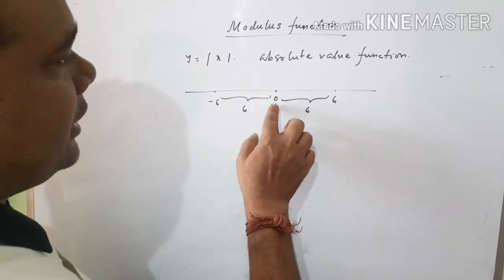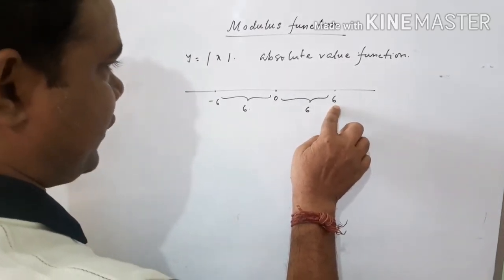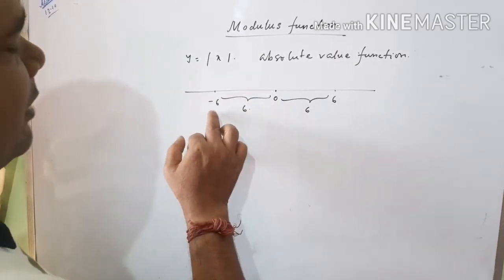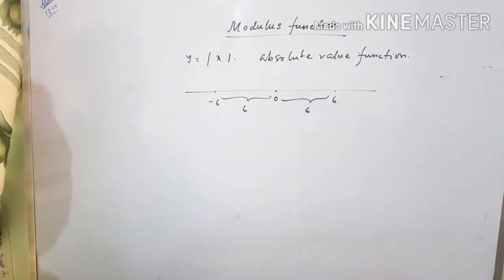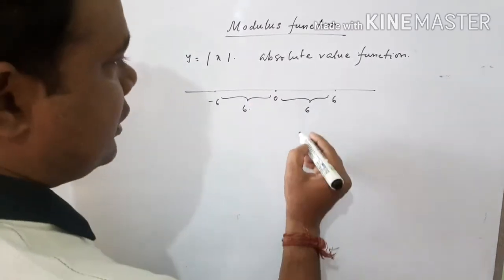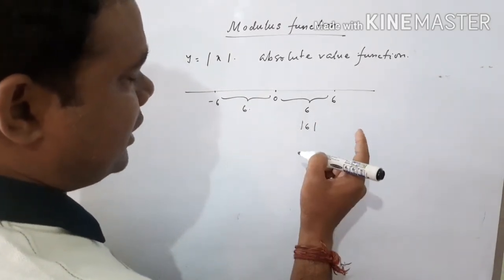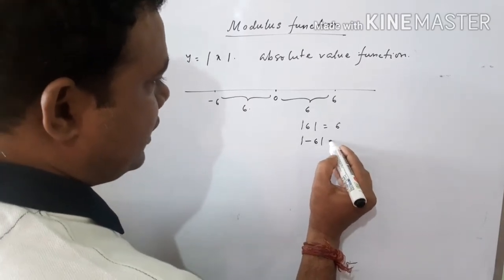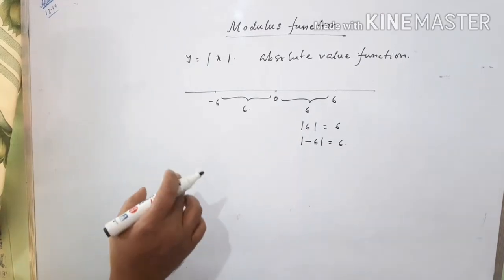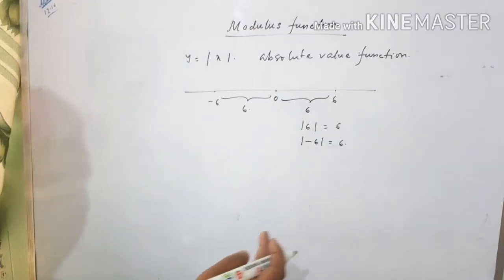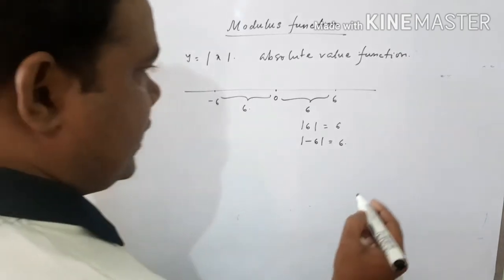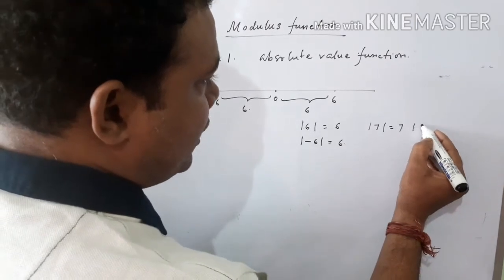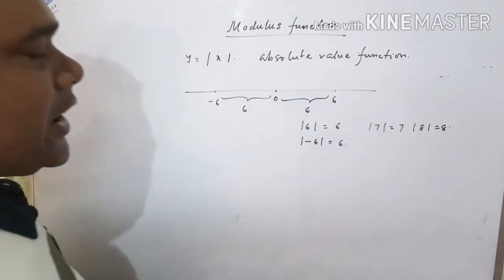So we can see that the distance of the real number 6 from the point 0 is 6, and the distance of the real number -6 from the point 0 is also 6. So we say that mod 6, that is its distance from 0, is 6. Similarly, mod of -6 is also 6, because the distance of -6 from 0 is also 6. Now if we write mod 7, the result will be 7. Mod 8, the result will be 8, and so on.